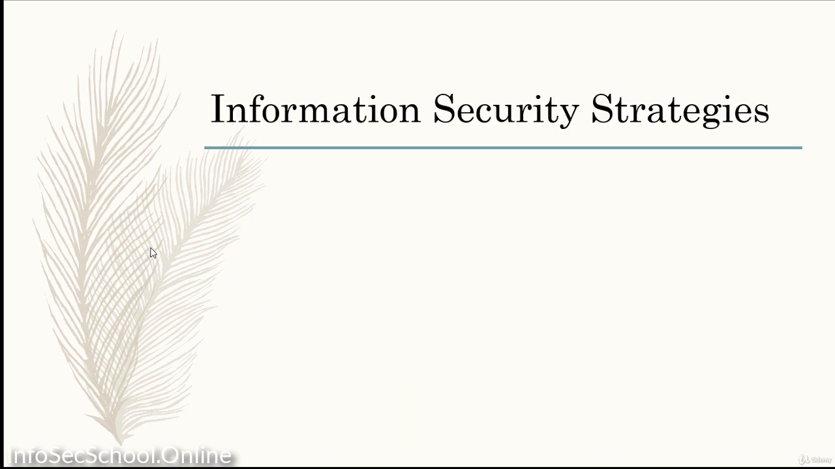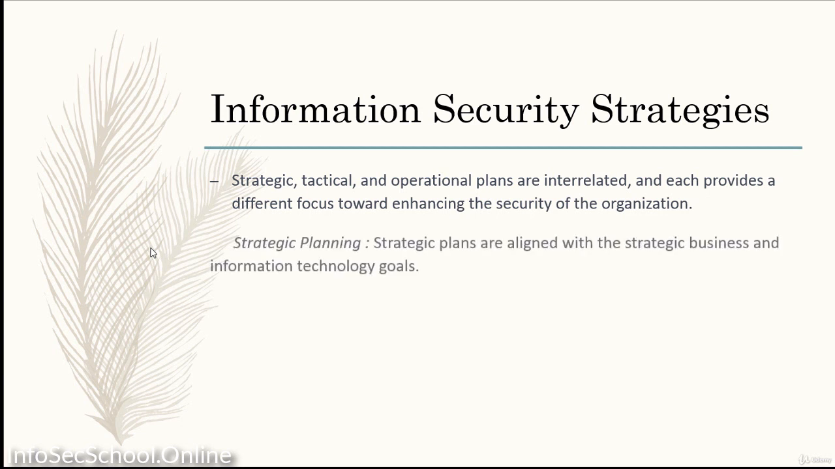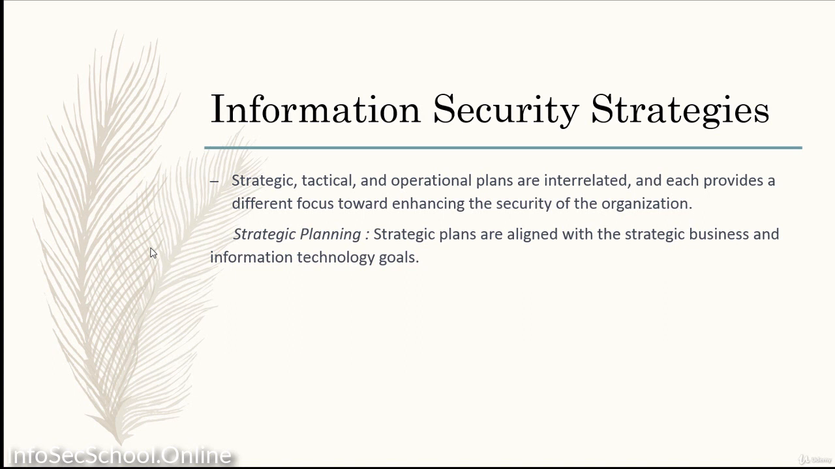Now, information security strategies. What are the strategies basically? This is a tactical and operational plan which is pretty much interrelated between the organizations. What is strategic planning? Basically, it is a long-term plan, like 3 to 5 years, and those are aligned with the strategic business and information technology goals. And for the security person, there are so many things like BCP, the business continuity plan, physical security, and all other things included here.